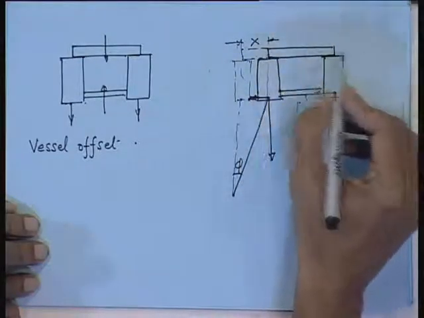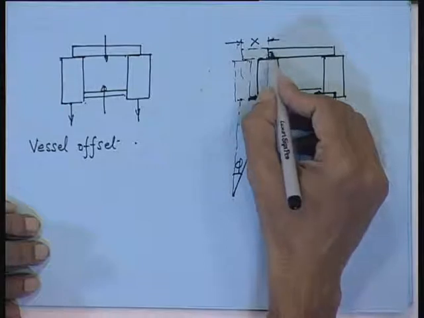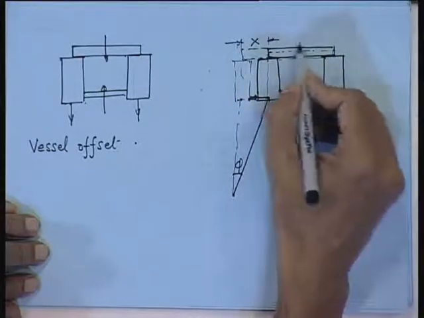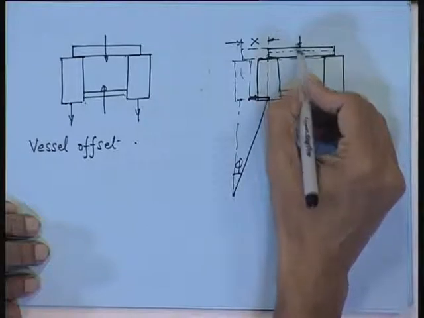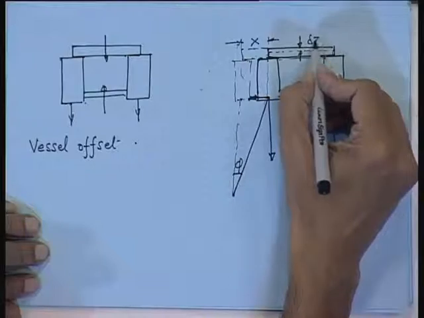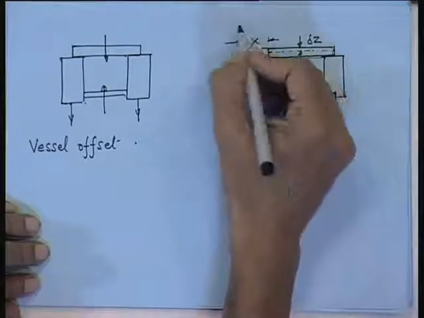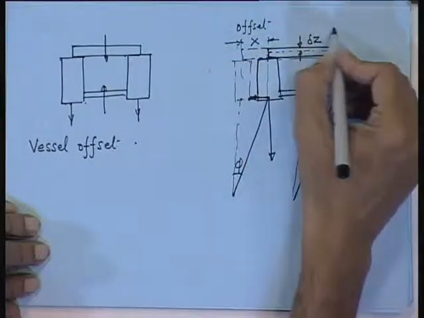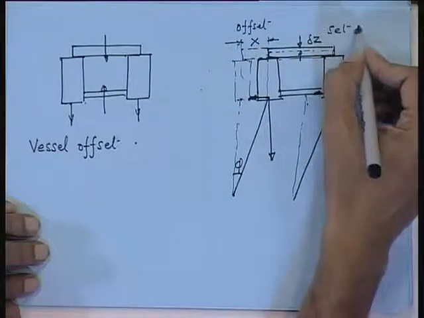Now, here I have not shown, but actually your deck will also be in this region, it will come down. So, this is called a set down, delta z, and x is called offset. Your TLP set down has occurred.